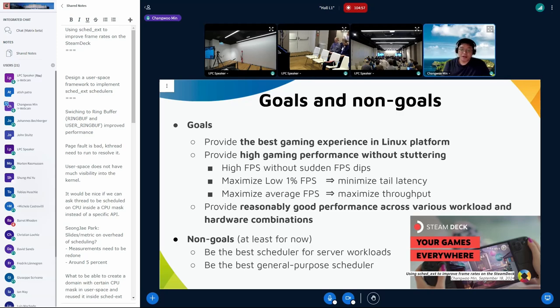Even though we are targeting the gaming workload, we still want to provide reasonably good performance across various workload and hardware combinations. But being the best general purpose scheduler is not the current goal of the LAVD scheduler.